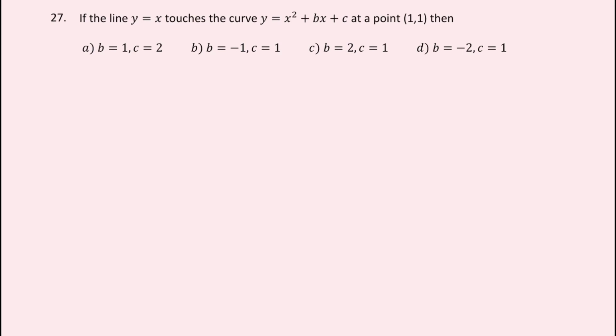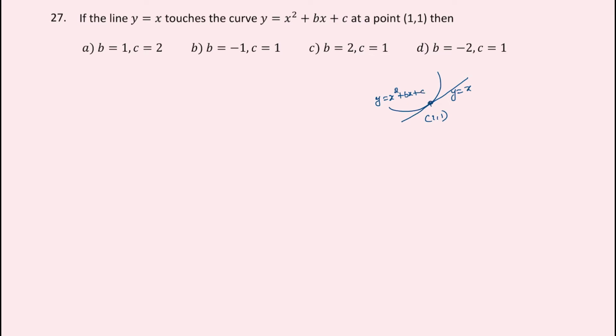Question 27. If the line y equal to x touches the curve y equal to x squared plus bx plus c at the point (1, 1), then we have to find the values of b and c. It's given that the curve is touching this line at the point (1, 1). The curve is y equals x squared plus bx plus c and the tangent line is y equal to x.